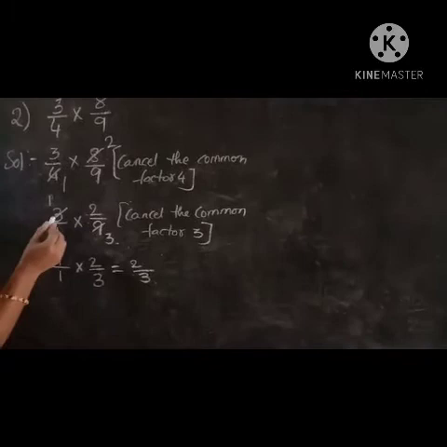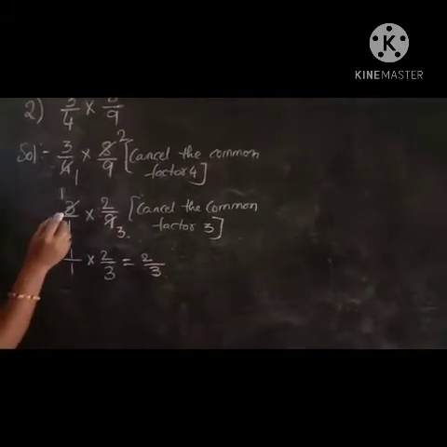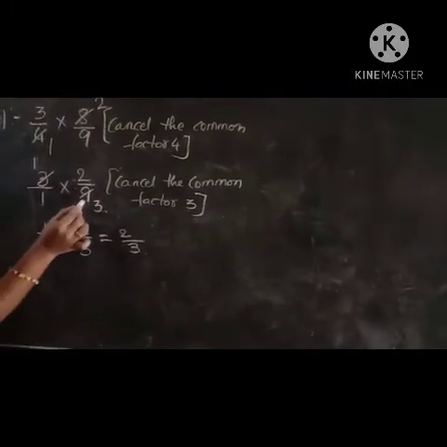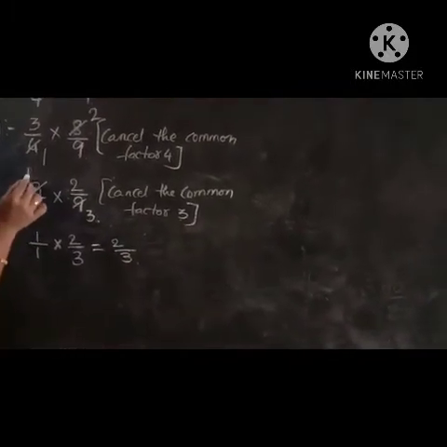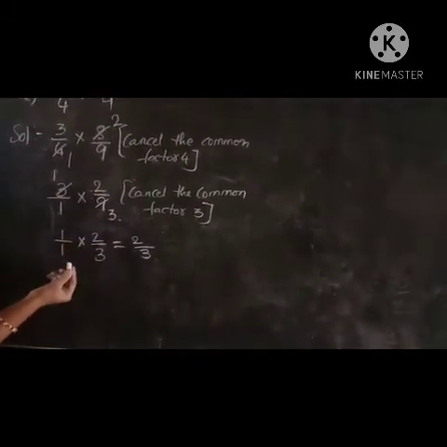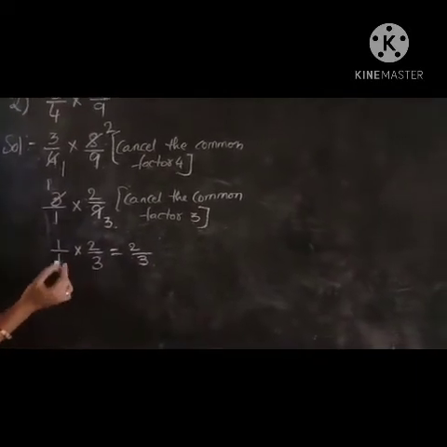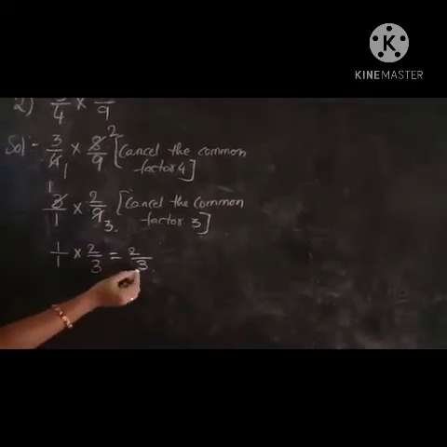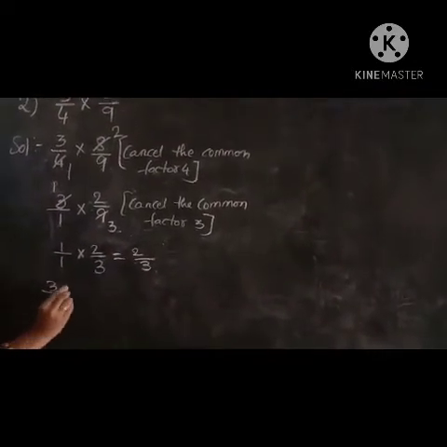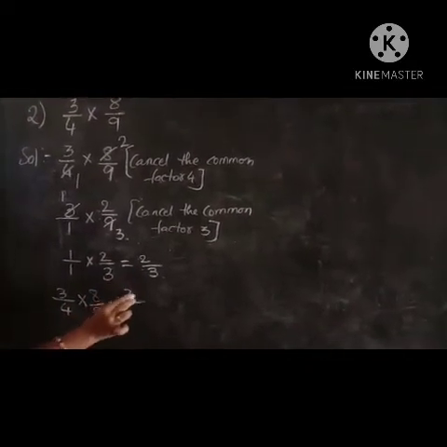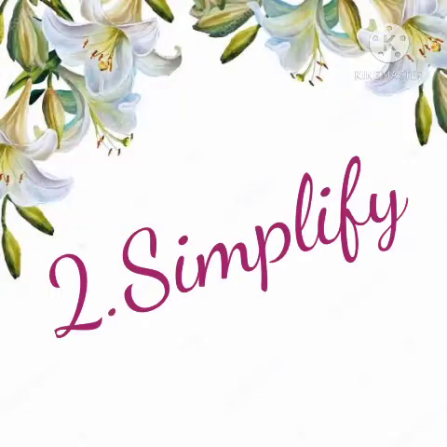So here, see children, 3 by 1 into 2 by 9. 3 and 9 are cancelled in which table? 3 table. Here 3 ones are 3, 3 threes are 9. What are the numbers here? 1 by 1 into 2 by 3. Just multiply the numerators and denominators. 1 into 2 is equal to 2, 1 into 3 is equal to 3. So 3 by 4 into 8 by 9 is equal to 2 by 3.